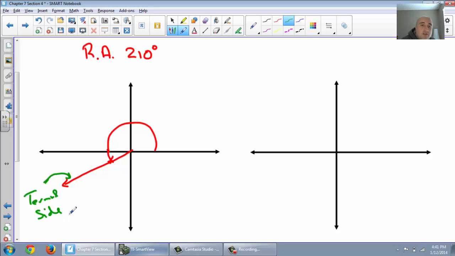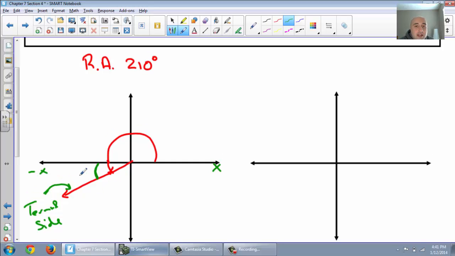It's the distance from that terminal side to the nearest x-axis. And remember, the x-axis is either over here or here's the negative x on the left. It's the distance from this terminal side to the nearest x-axis. So how much further past 180 am I to get to 210? So 210, basically you do 210 minus 180, and I should get 30 degrees. So my reference angle is 30 degrees. Okay? That's a very important number here.